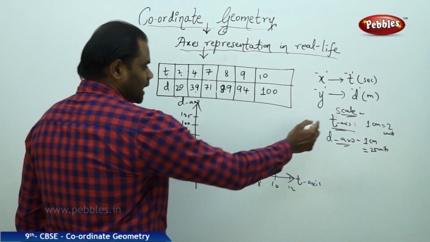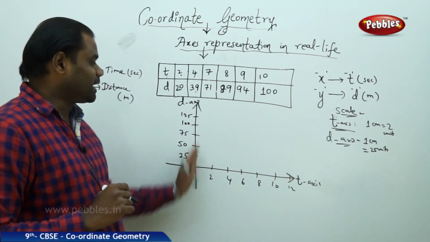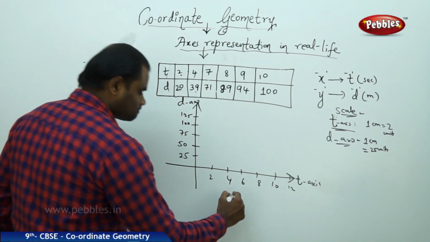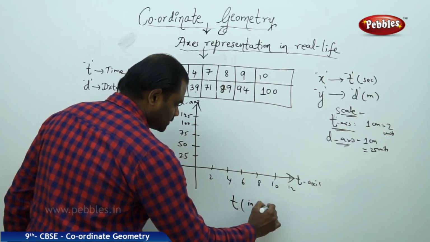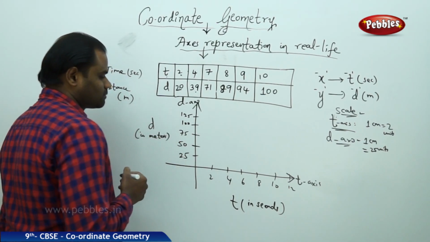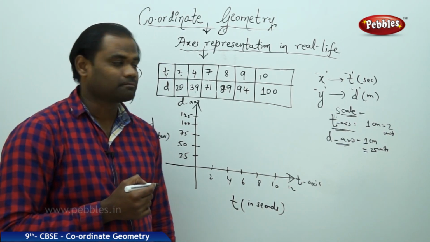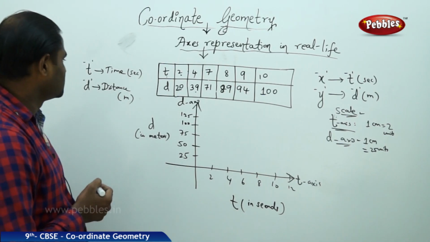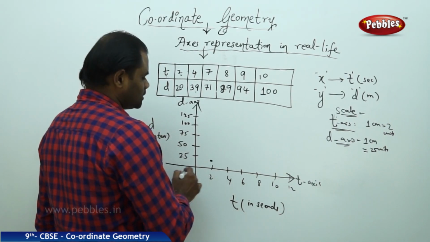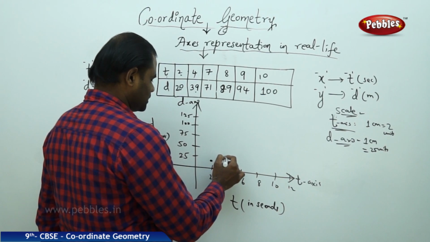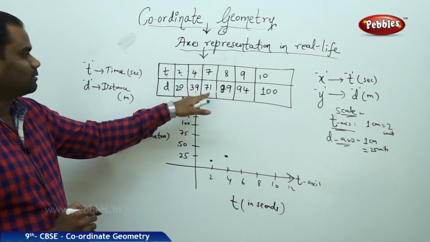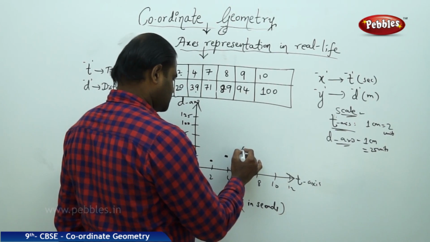So here I have my t-axis, which refers to the time, and my d-axis, which refers to the distance of the sprinter in 100-meter race. So my time is in seconds and my distance in meters for the 100-meter sprint race. So let's see how I can plot the points. I can have my t is 2, my distance is 20, approximately here. My t is 4, my distance is 39, approximately somewhere here. My t is 7, my distance is 71, so I have this to be approximately here.